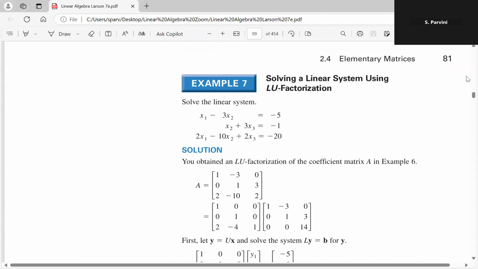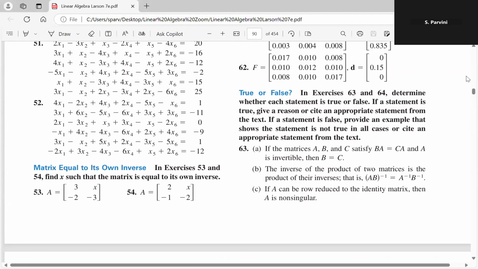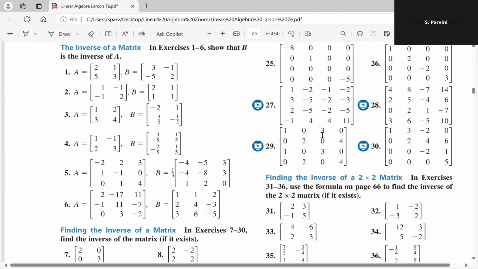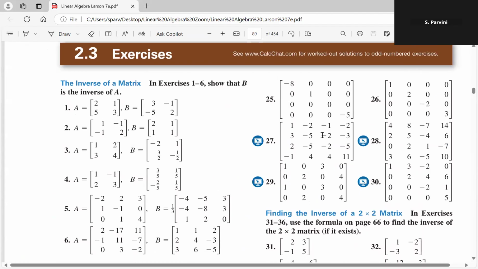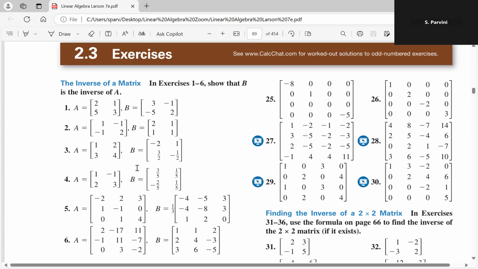This is 2.5, 2.4, and 2.3. Okay. Wow, look at these systems. Huh, huge. All right, let's go back up here. Section 2.3. In the early exercises, it shows that B is the inverse of A. So for example, let's say I want to do, I don't know, number 4. We want to do number 4. It says show B is the inverse of A. How would I show that?